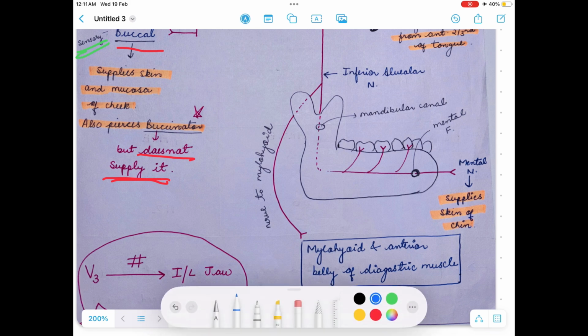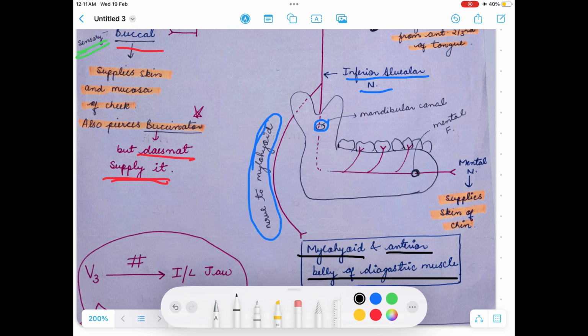And the third, the I stands for inferior alveolar nerve. Before it enters the mandibular canal, it gives one more branch, that is nerve to mylohyoid, and it supplies mylohyoid and anterior belly of digastric muscle.